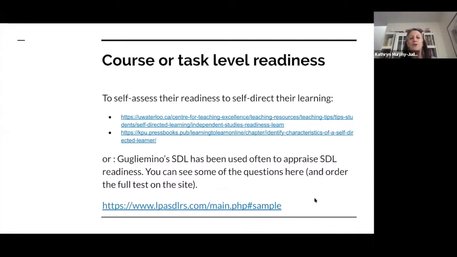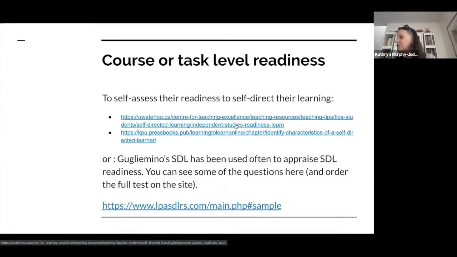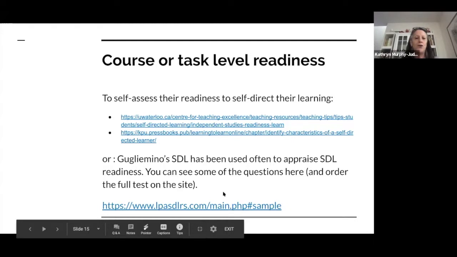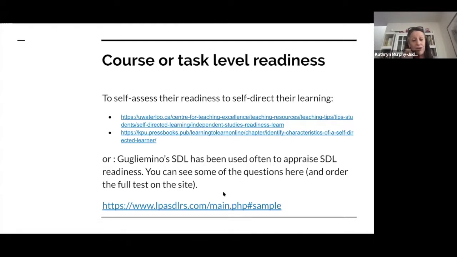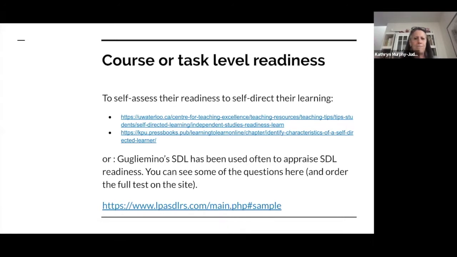So to assess a student's readiness to self-direct their learning, you can look at either of these, and I'm trying to keep track of time because I want to get us into actually looking at how to source online resources. But both of these two links are very helpful for asking the kind of questions that learners need to ask themselves. And then there's a site by Guglielmino, who came up years and years ago with a lot on self-directed learning. You can actually buy their whole survey of self-directedness, and you could use something like that. But by and large, the other two up above are really good.